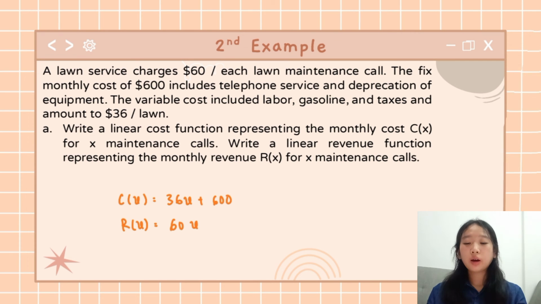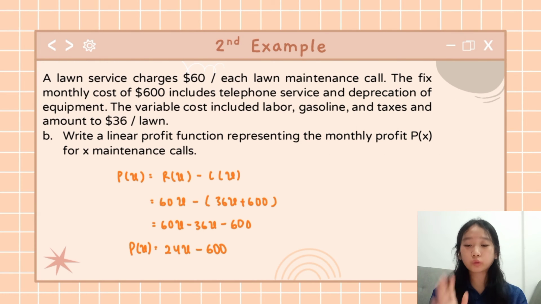For the next question, write a linear profit function representing the monthly profit P of X for X maintenance calls. Using the basic equation, P of X equals R of X minus C of X, we can substitute the equations from A1: P of X equals 60X minus 36X plus 600. So it remains P of X equals 24X minus 600.